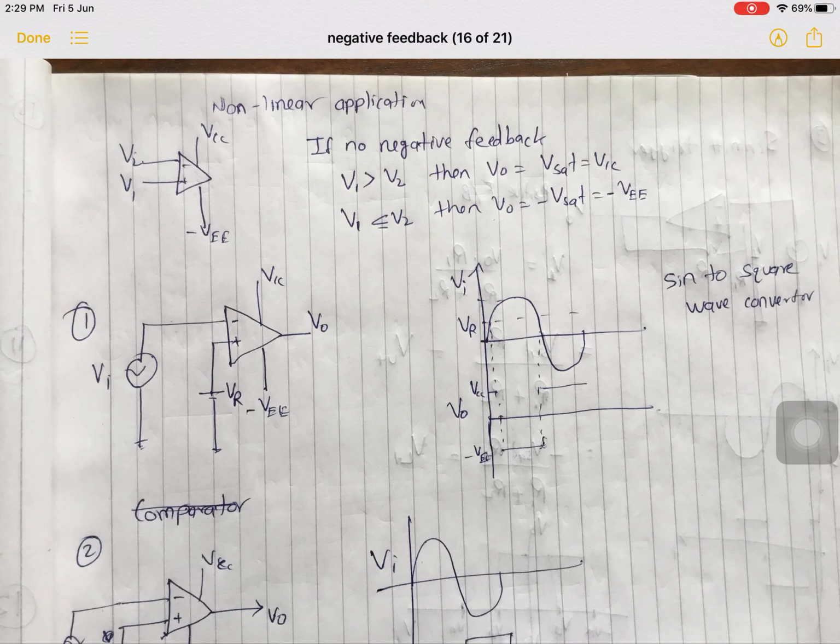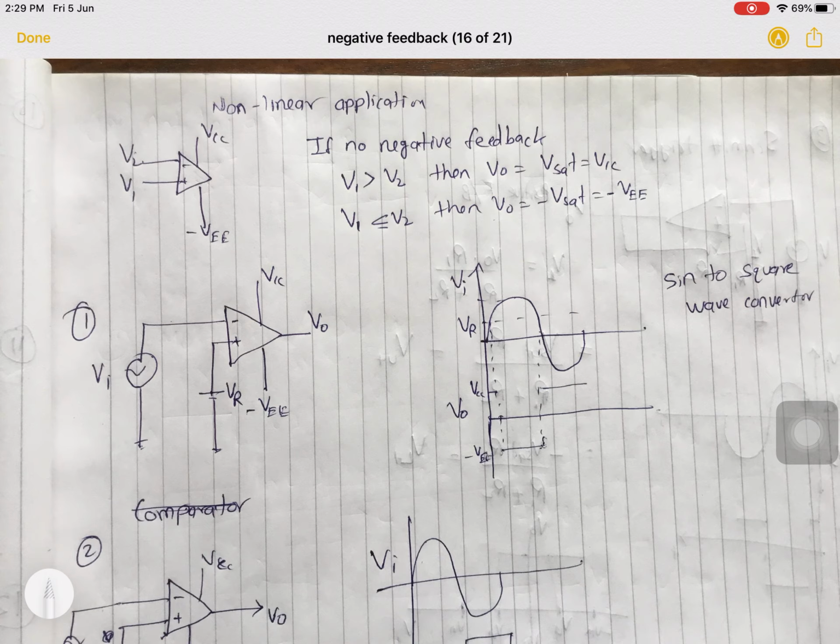Hello everyone. In the last class, we discussed the linear applications of op-amp. Now today we'll start with non-linear applications of op-amp. Now, what do you mean by non-linear application?